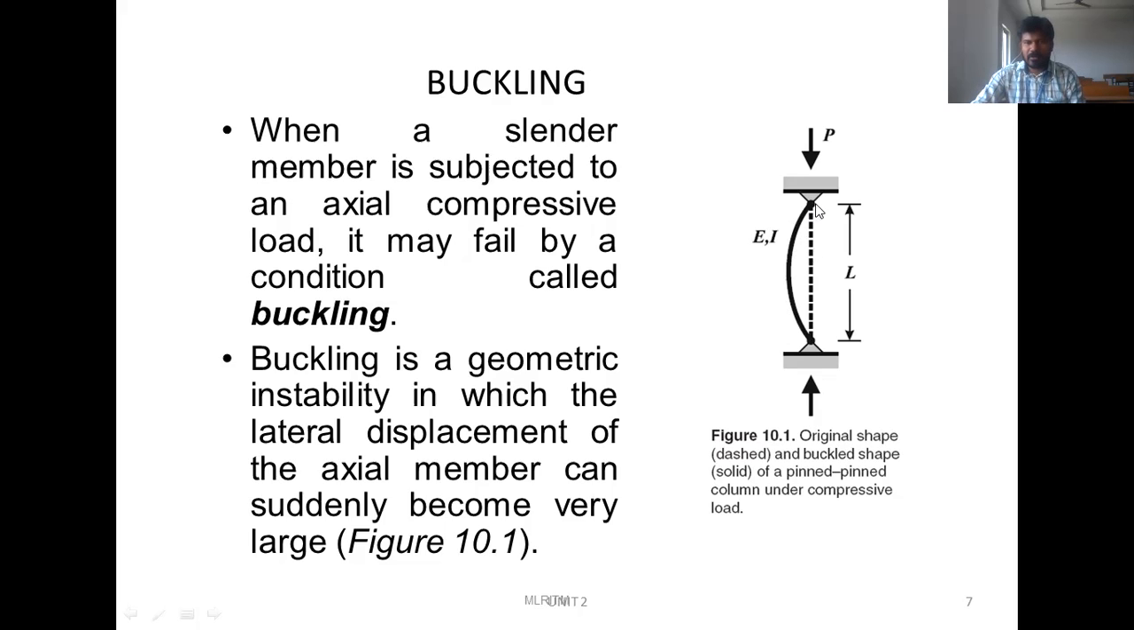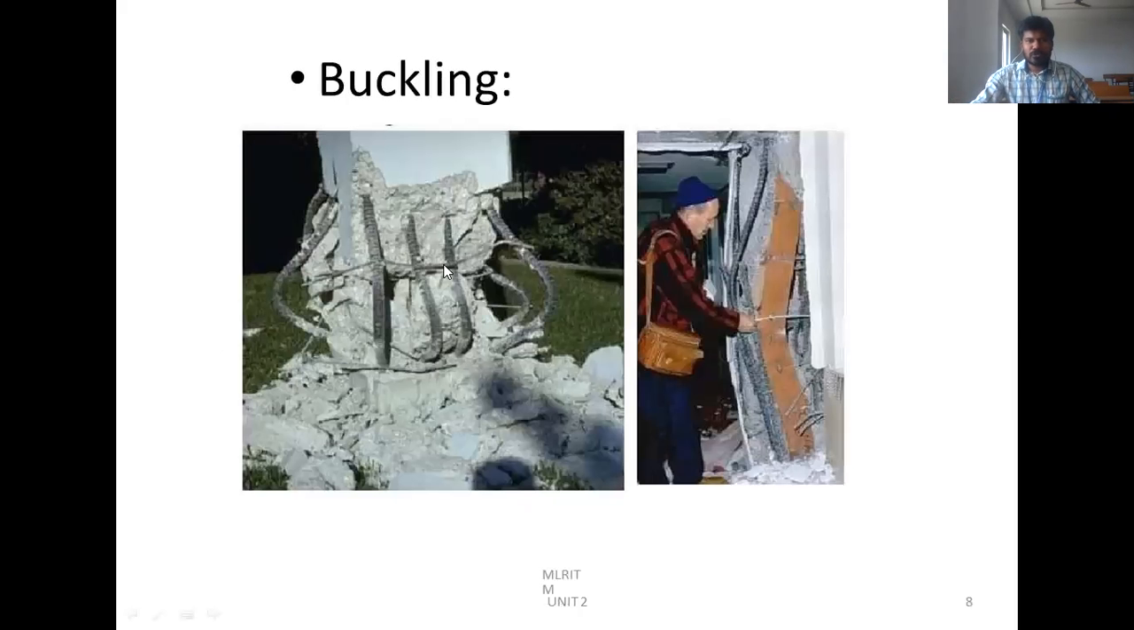Here they have given the two pinned columns, based on that we are going to discuss. One more thing: if both ends are fixed and the member is vertical, then only it is said to be a column. If the end conditions are different, then we call it a strut. Here is the typical buckling failure of a column as shown in the figure.